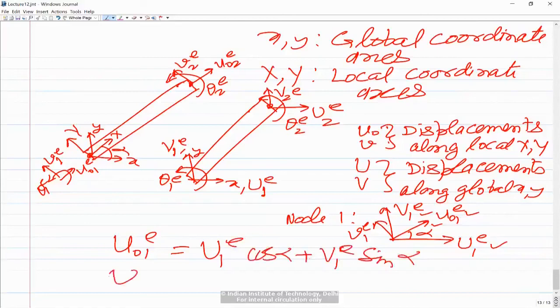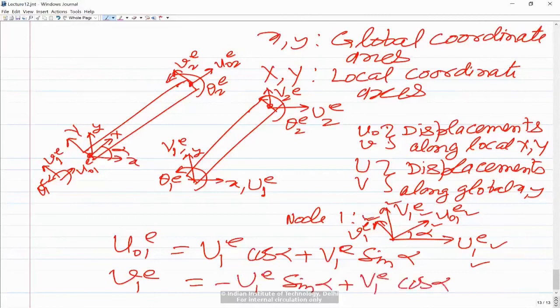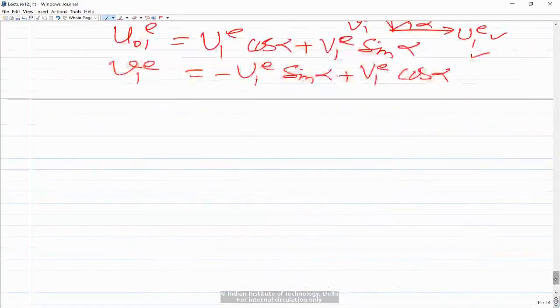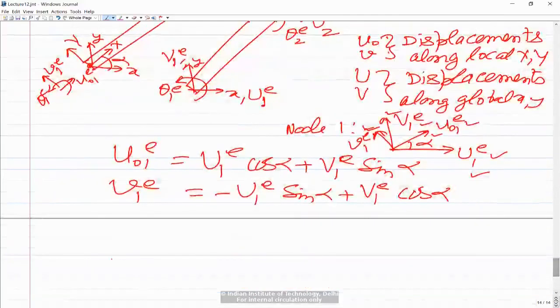And similarly, when you write v1e, you have to take the component of this along this direction, and you have to take the component of this along this direction. So you will find this v1e would be equal to minus u1e sin alpha plus v1e cos alpha. And same thing for the second node. So now if you put both these together, you can write the transformation matrix.